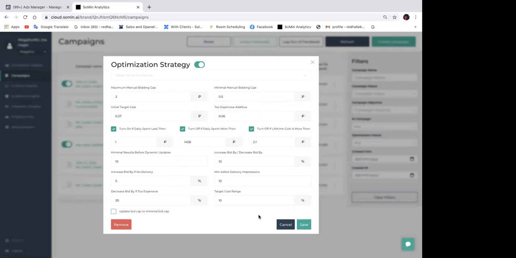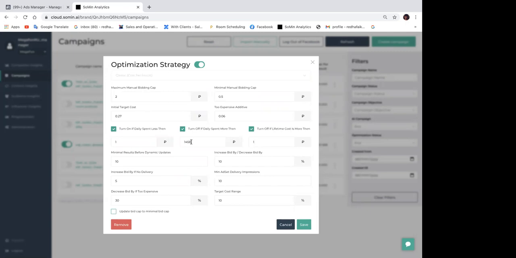So for the rest of the parameters, turn off if lifetime cost is more than 2.1. You can also lower this rule probably to, I don't know, 1 or 0.5. You can see already for this campaign, yeah, 1 is good. But this rule most likely will not get activated based on your current performance. And the rest are correct.